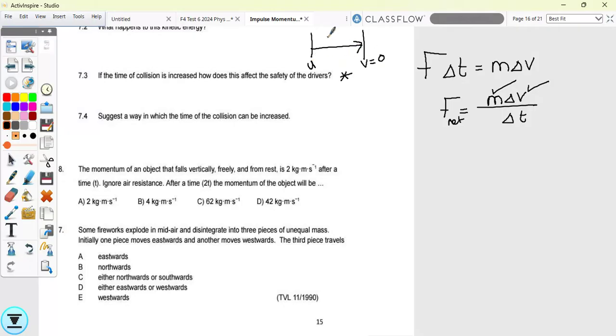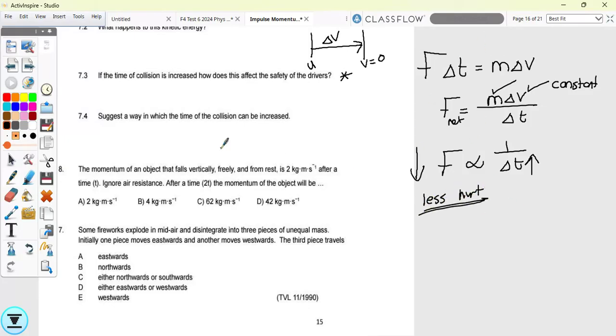So this doesn't change. So delta V is constant, and only if those are constant, remember, then you can say that F is directly proportional to 1 over delta T, and therefore as the time increases, the force decreases, which means less hurt. And so this type of question, like I say, it's either this one or the follow-through question, but for the follow-through question, they will always ask about the speed. Always.